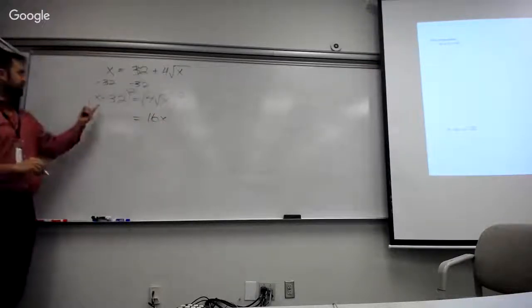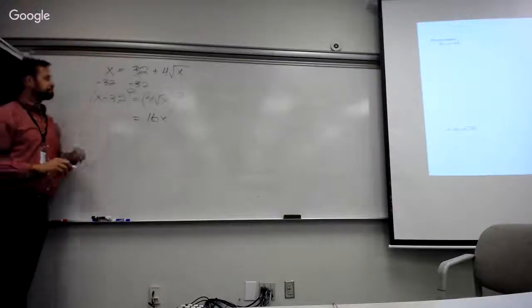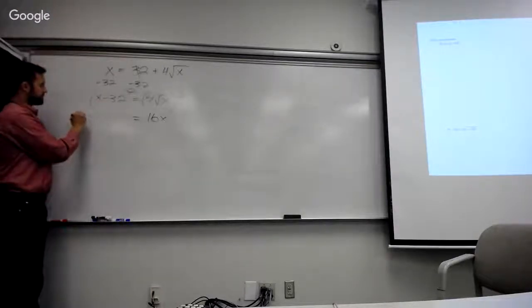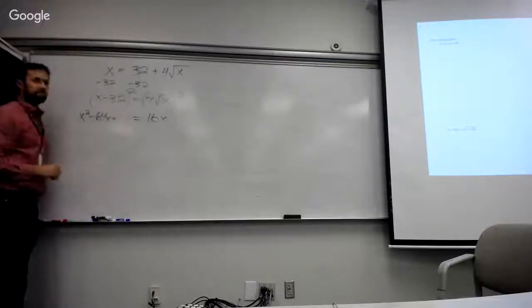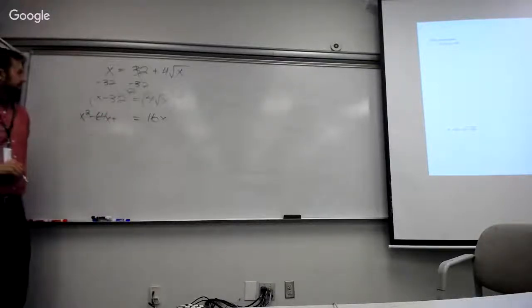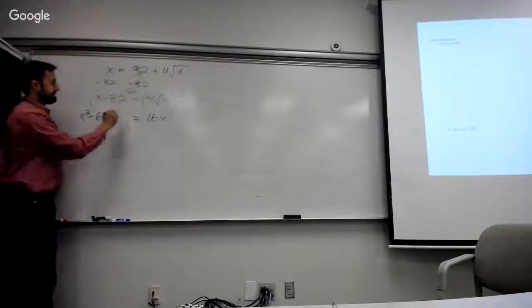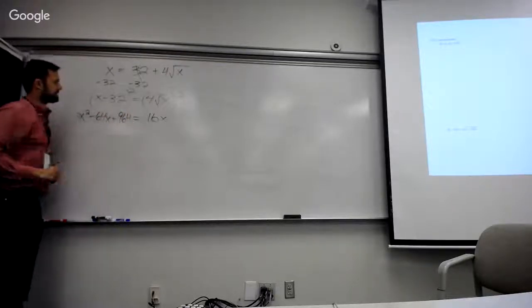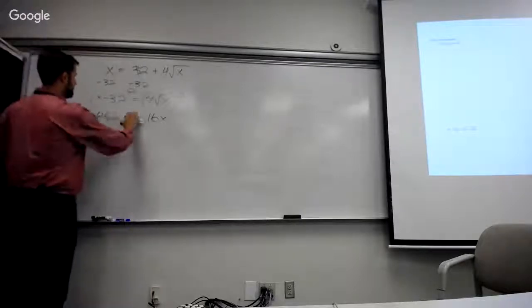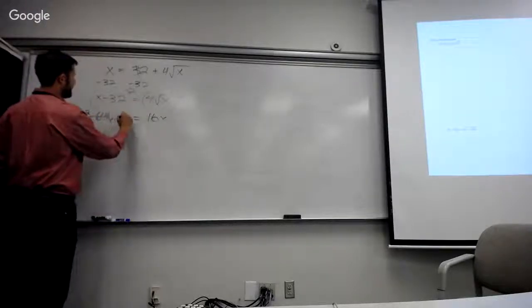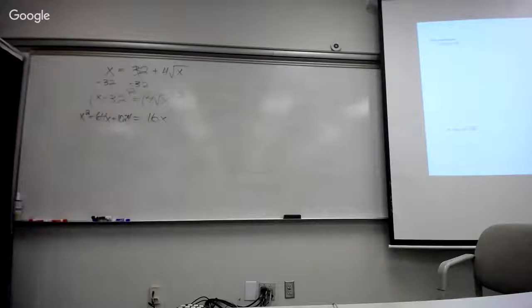On the left, we get to factor or FOIL that. So the double square root rule says x squared minus 64x plus, I don't know, 964? 1024. Oh, 1024 that is. Oh, I was way off. Okay, so x squared minus 64x plus 1024 equals 16x. Is that right? Yeah. All right.